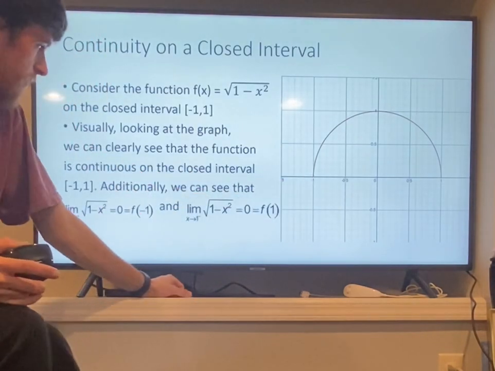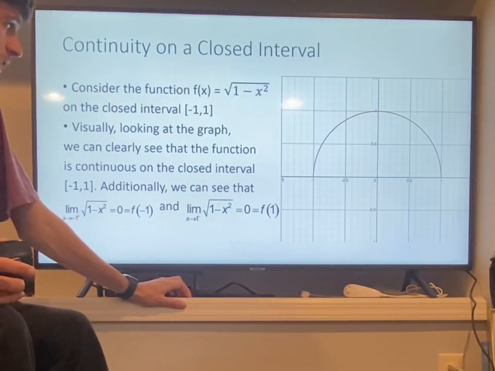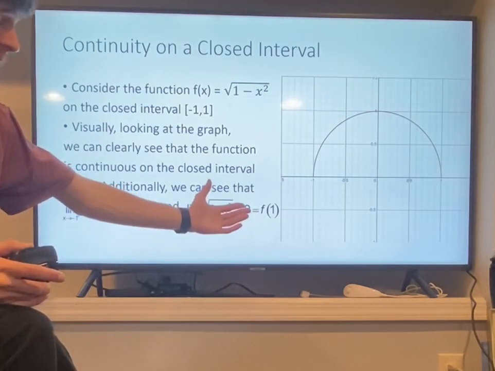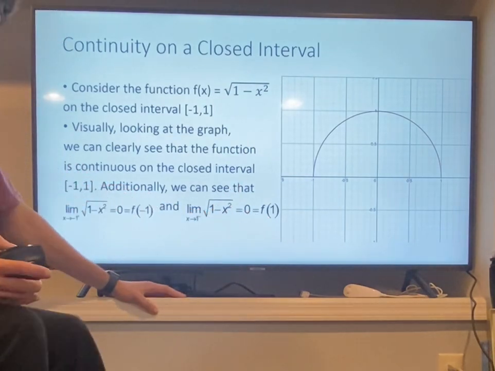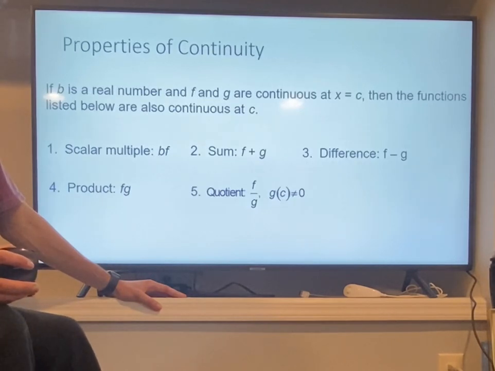The same can be said about the limit as x approaches 1 from the left. We'll get f of x equal to 0, the limit equal to 0, as well as f of 1 is equal to 0. So therefore we know this function is continuous on this closed interval.